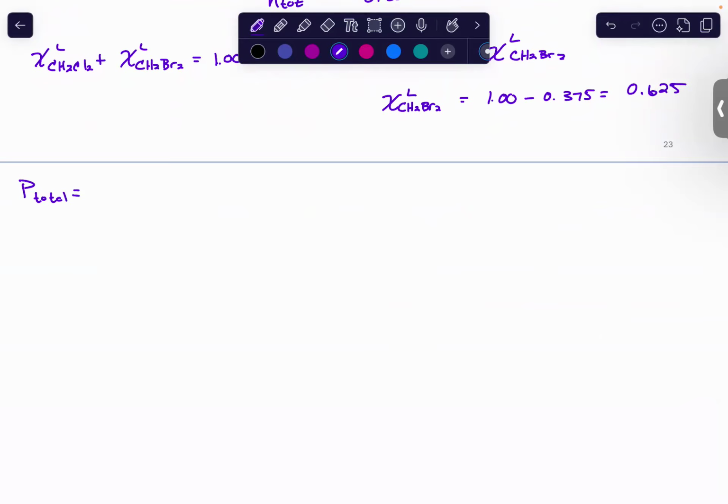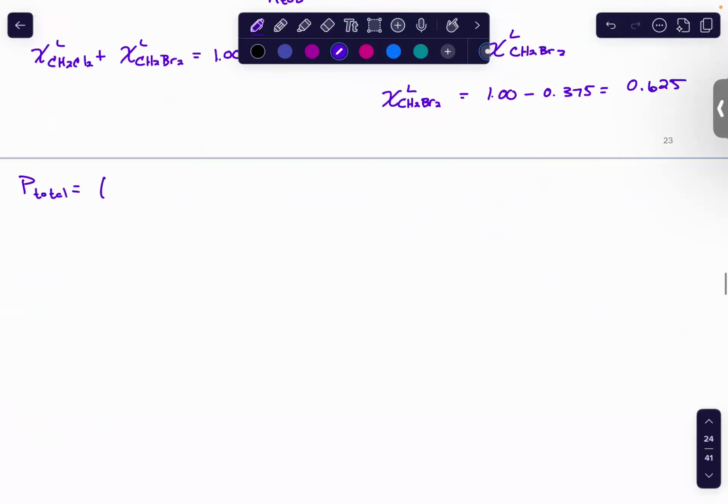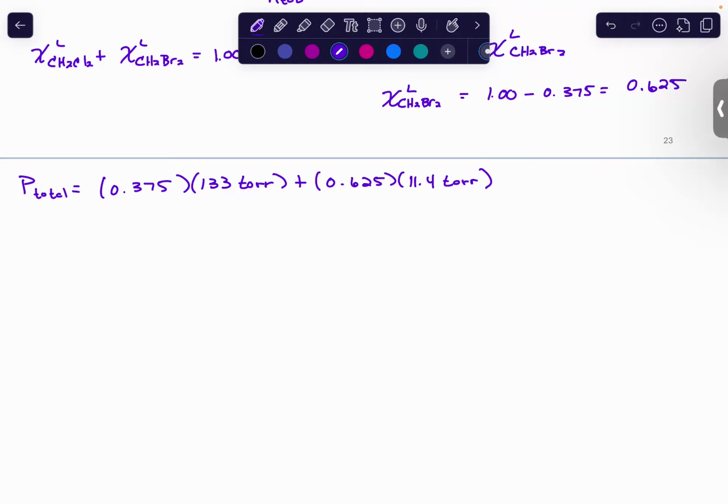All right, so I have to have my mole fraction of my dichloromethane times its pure pressure. Okay, so it's going to fill in like this: 0.375 times 133 torr plus, now we'll do the dibromomethane, 0.625 times 11.4 torr. Our P total then is going to come out to 57.0 torr.